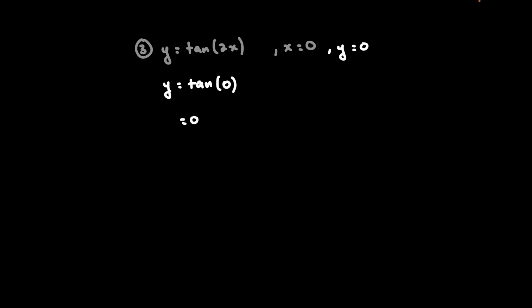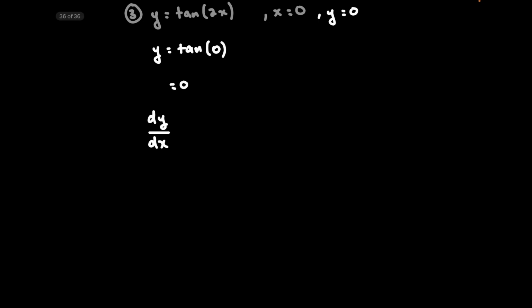Now let's differentiate. We need to differentiate y because we need to work out the gradient of our tangent line. The derivative of tan 2x is first 2, and then the derivative of tan is sec squared, so it's sec squared 2x. Another way you can say this is simply 2 divided by cos squared of 2x.